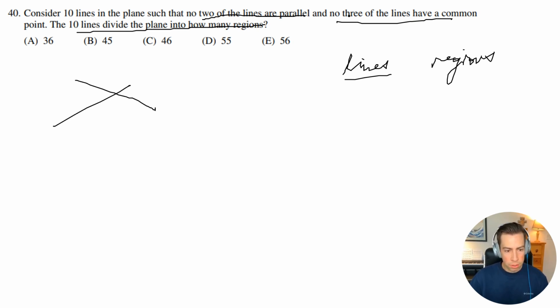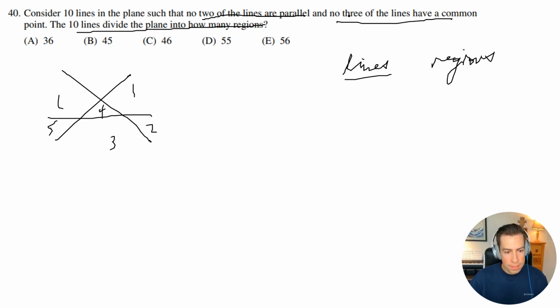If I have 3 lines, it'll look something like this. I'm sorry, that was really bad. Let me redraw that. So if I have 3 lines, it will look something like this. Now I want to figure out how many regions there are. So I'm going to go 1, 2, 3, 4, 5, 6, and 7. So now I know that if I have 3 lines, I have 7 regions.